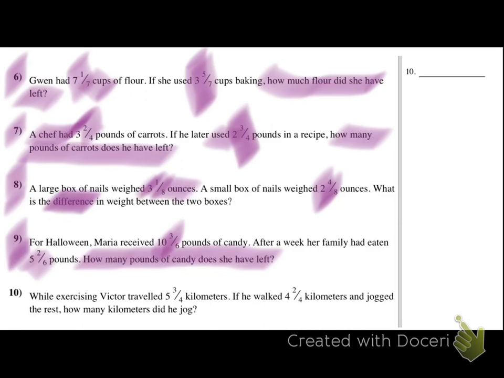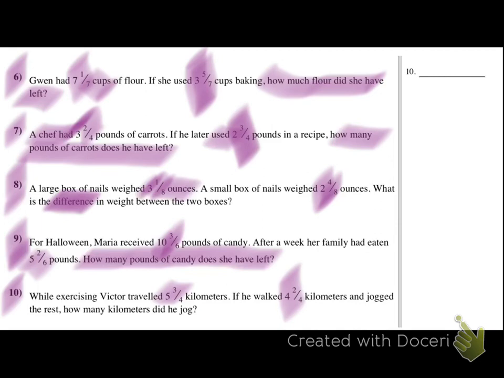Remember, she started off with 10 3/6 pounds of candy. Her family ate 5 2/6. How much does she have left? And number 10 here. While exercising, Victor traveled 5 3/4 kilometers. If he walked 4 2/4 kilometers and jogged the rest, how many kilometers did he jog?